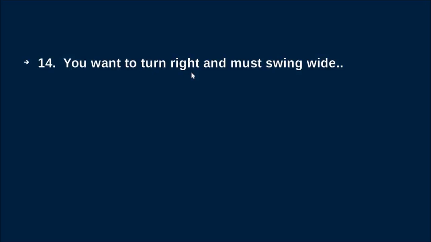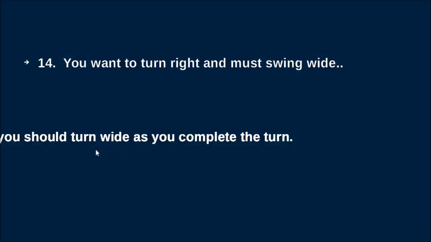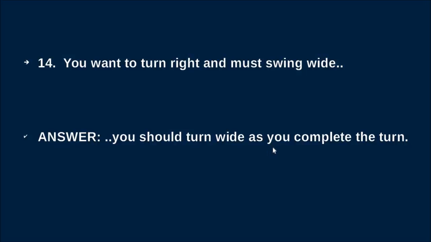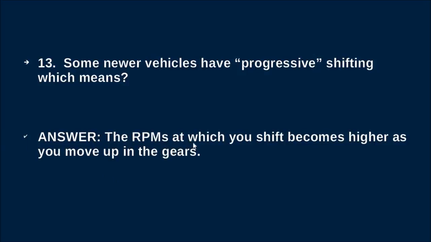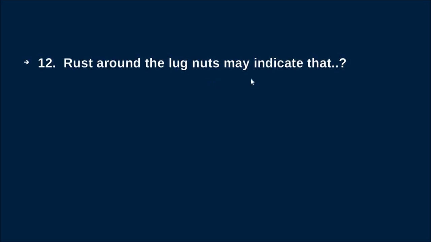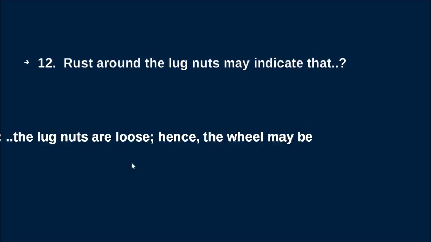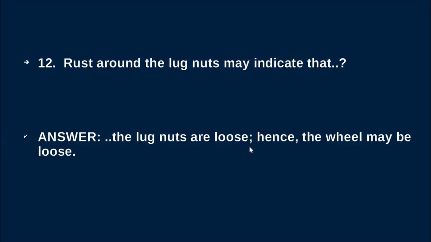You want to turn right and must swing wide. You should turn wide as you complete the turn. Some newer vehicles have progressive shifting, which means the RPMs at which you shift become higher as you move up in the gears. Rust around lug nuts may indicate that the lug nuts are loose, hence the wheel may be loose.